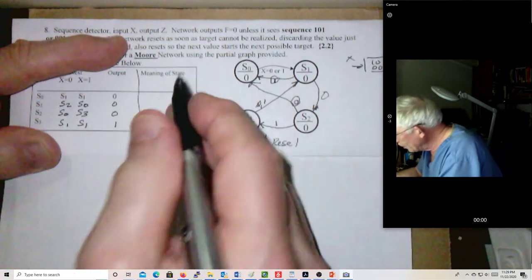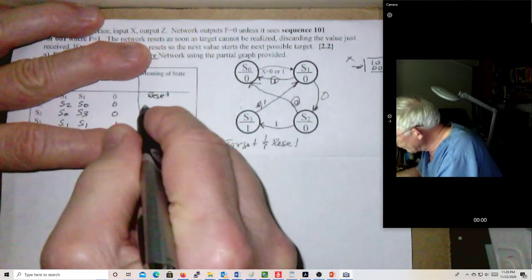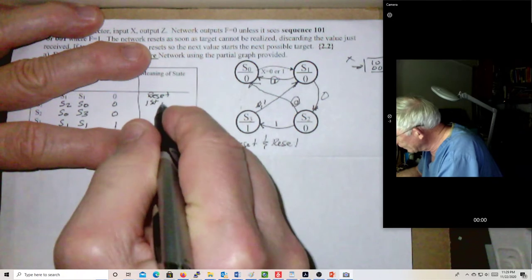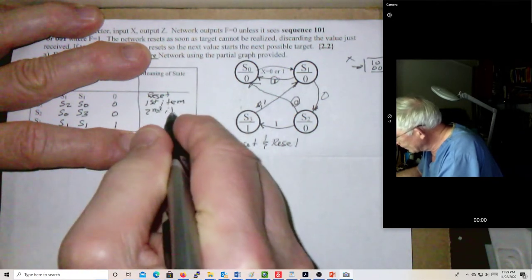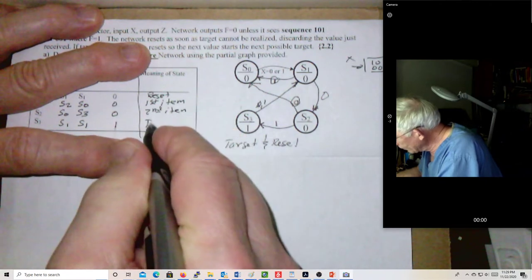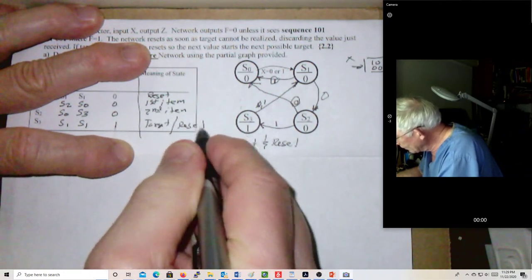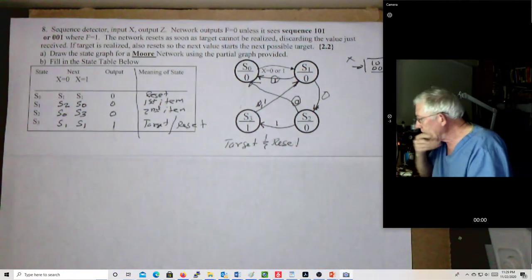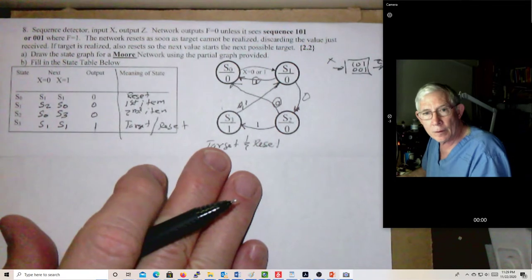The meaning, we have reset, first item, second item, target, and reset. That's how it works. Okay?